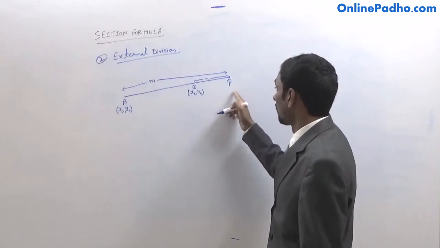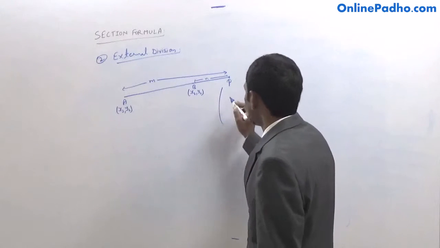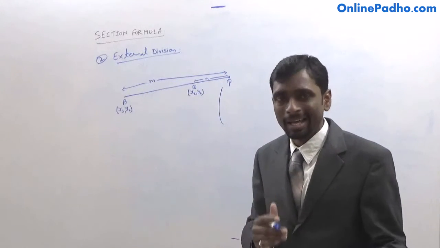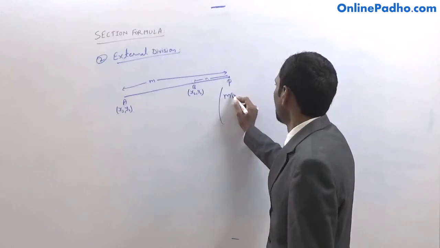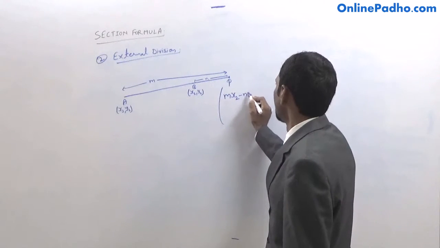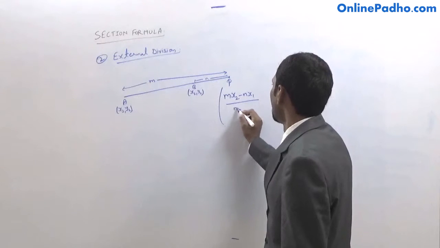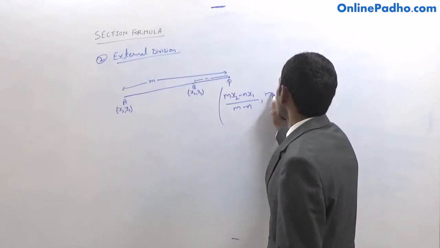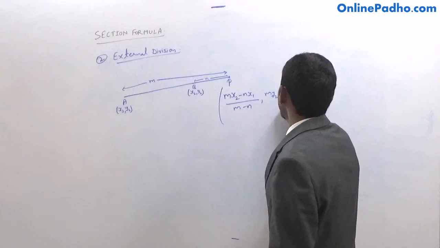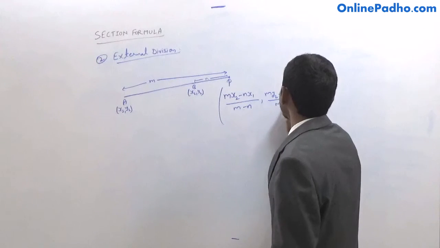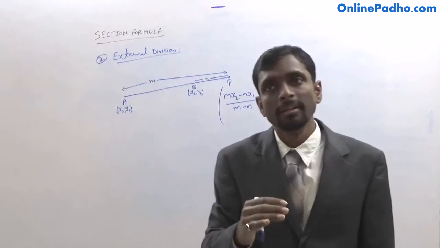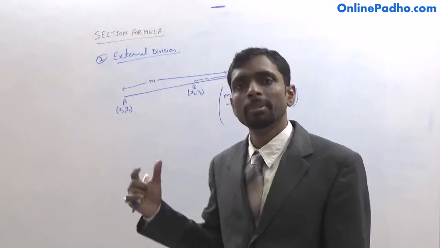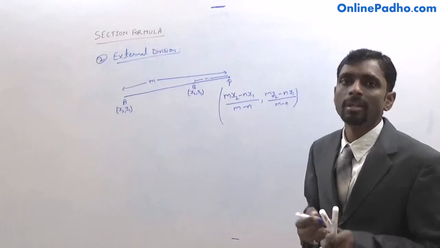So what will be the coordinate of point P? After deriving the formula as we derived the formula for internal division, it will be (mx2 minus nx1) divided by (m minus n) and (my2 minus ny1) divided by (m minus n). We just need to put the minus sign in the place of the plus sign in internal division. This will be the external division of the line segment.